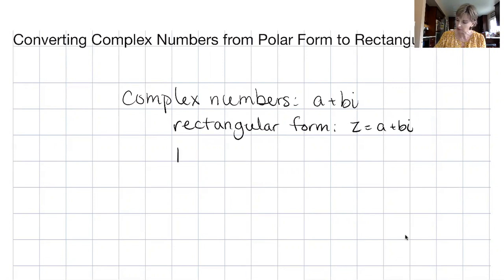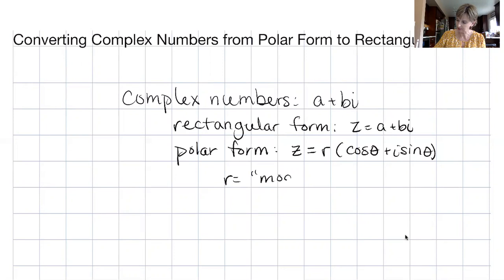In polar form, which is what we worked on in the last video, we took those numbers that were in rectangular form and we switched them and made them into polar form. So it looked like this: r times cosine plus i sine, where r is our modulus and our angle is called the argument.